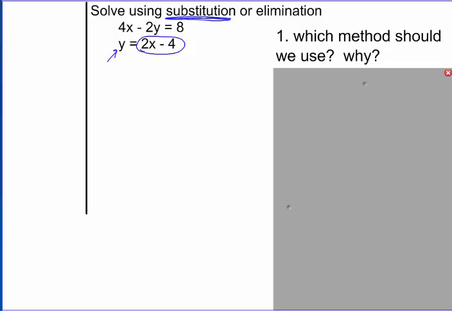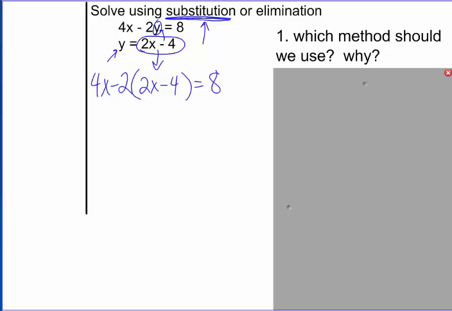Now I might still ask you to use elimination, and if I ask you to use elimination, then that's the method you have to use. But if you get to choose, these are some of the ways that could help you find the most convenient. A variable all by itself on one side means substitution is a more convenient method. So I'm going to plug that into the other equation for the y variable, because that's what it's equal to. So 4x minus 2 times y equals 8. I'm going to plug what the y is equal to into where the y spot is.